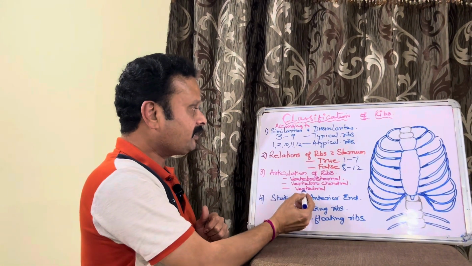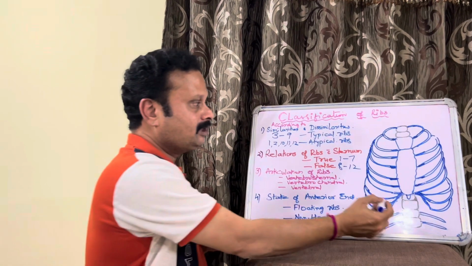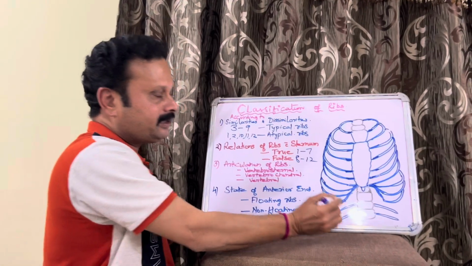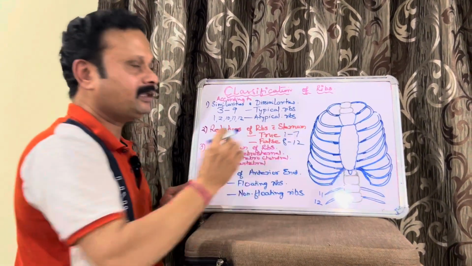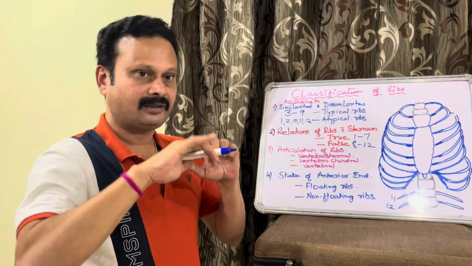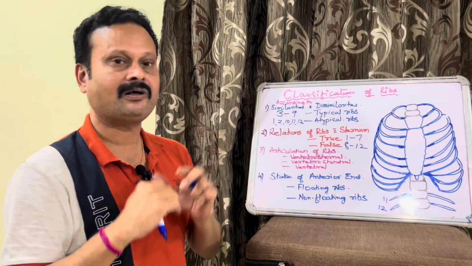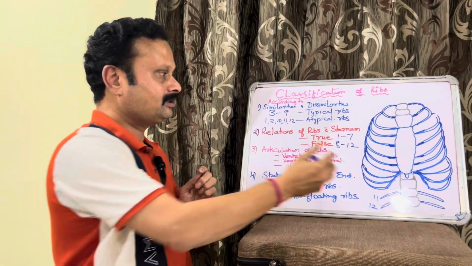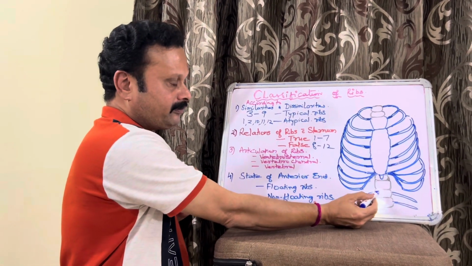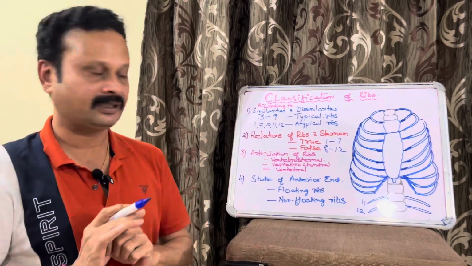And the last one is vertebral ribs, that means posteriorly it begins from the vertebra and anteriorly it does not articulate with the sternum at all. These end abruptly midway, hence they are also called floating ribs. So, these are called floating ribs or vertebral ribs. They begin from the vertebra and do not end in the sternum.